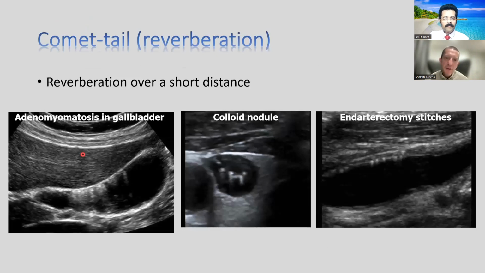Yes, so reverberation can be very large, or it can be very small and focal. In case of comet tail artifacts in the gallbladder, reverberation artifact is just regional because of cholesterol crystals maybe in the wall, or crystals of colloid materials in colloid nodules in the thyroid, or some sort of stitches or foreign bodies are very, very small.